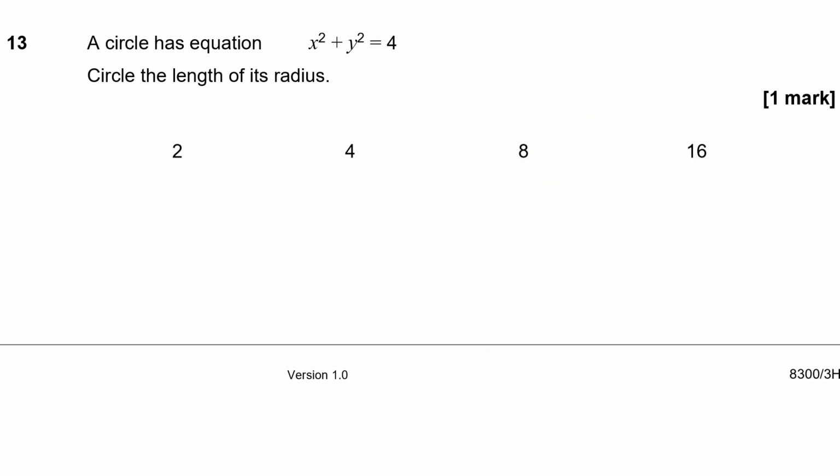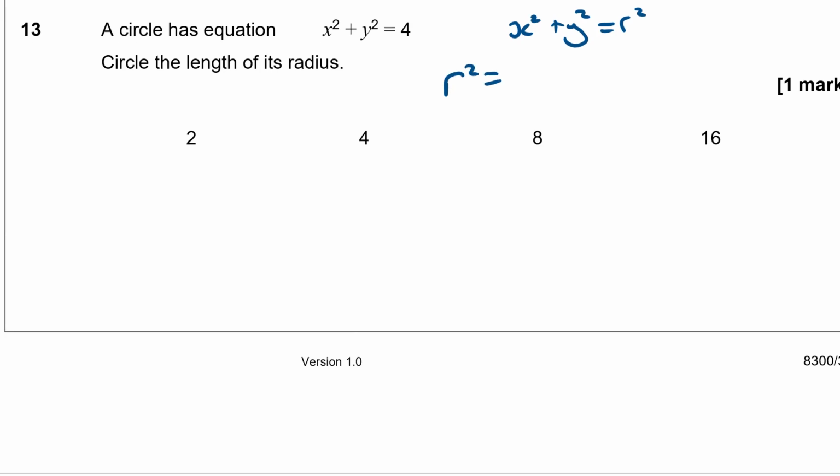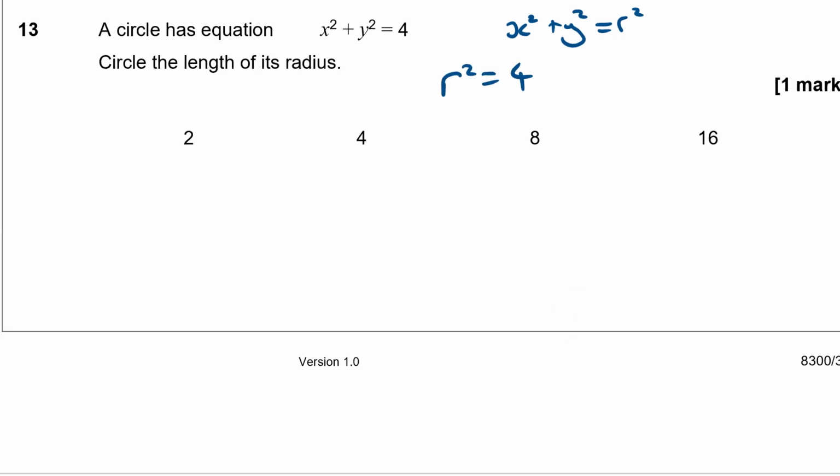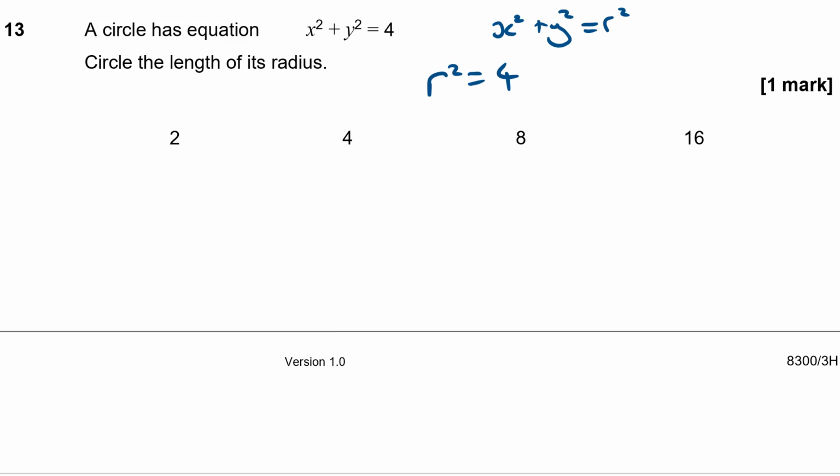Now in question 13 we're told that a circle has equation x squared plus y squared equals 4, and we're asked to find the circle radius. Now the equation of a circle centre origin is always the form x squared plus y squared equals r squared, where r is the radius. So in this case, r squared is going to be equal to 4. And if r squared is 4, that means r must be 2.